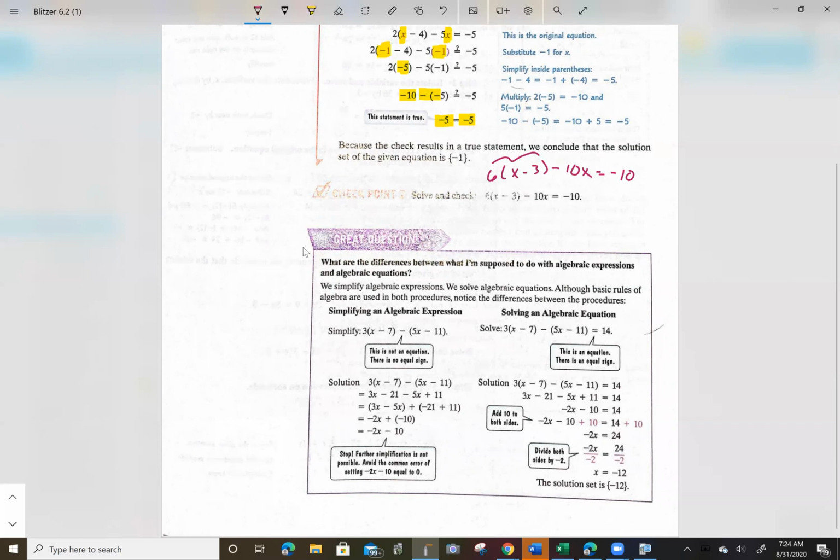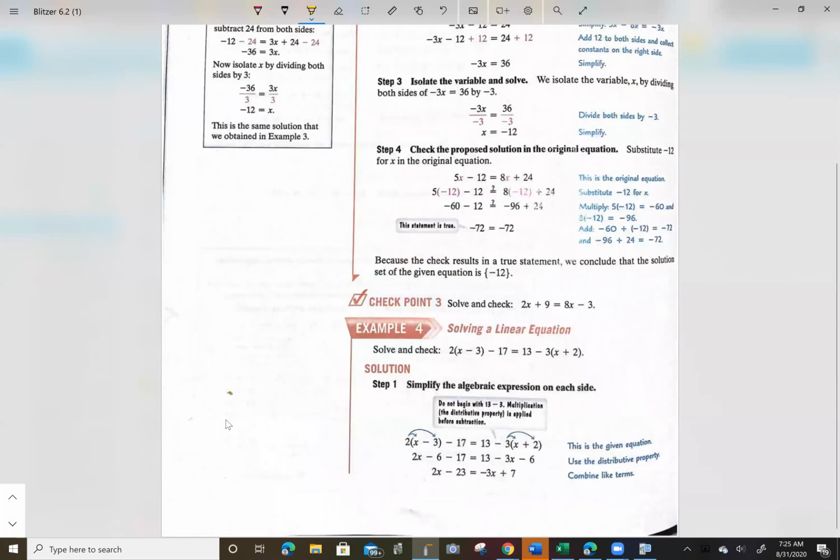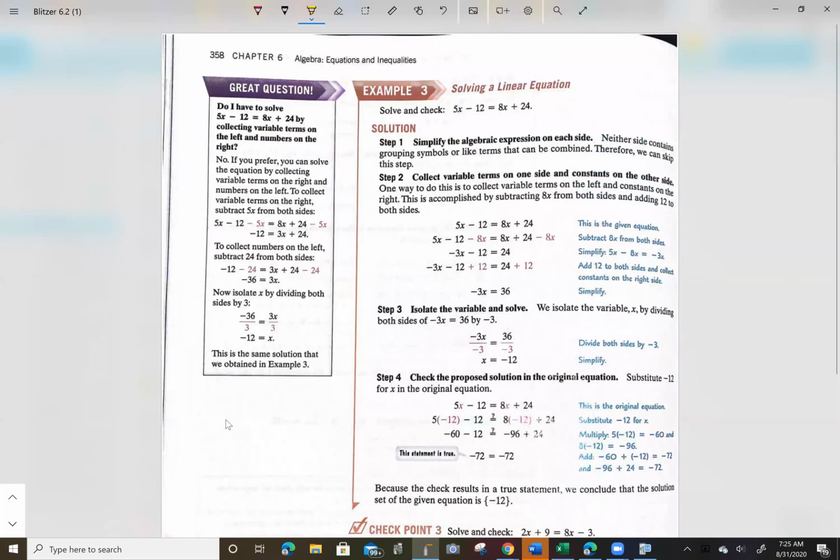Oh, let's see what the book wants us to read about here. What's the great question? What are the differences between algebraic expressions and algebraic equations? Oh, we talked about this before. An expression does not have an equal sign. An equation does have an equal sign, okay? So here at the end, we can't balance this because there's nothing on the other side, okay? You can just simplify those expressions if you don't have your x already.